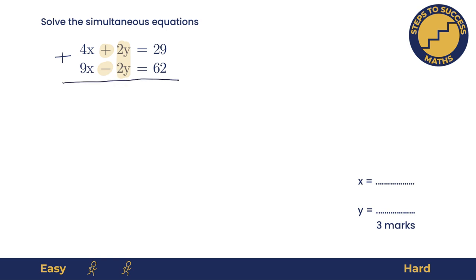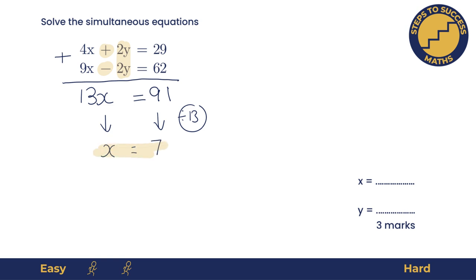I like to do it like this. 4x plus 9x is 13x. 2y plus negative 2y has gone, so we don't need to write anything. And 29 plus 62, that's 91. 13x equals 91. Now if we divide both sides by 13, we've got x is equal to 7.